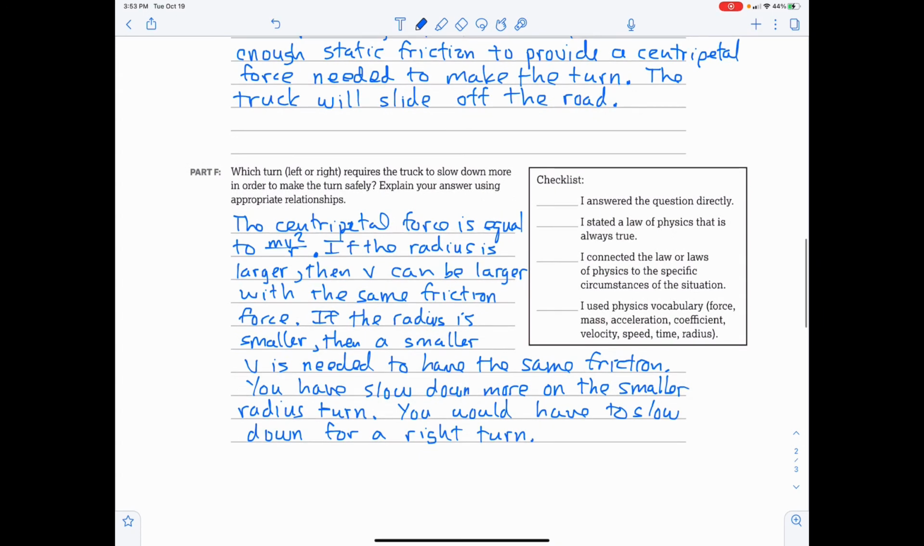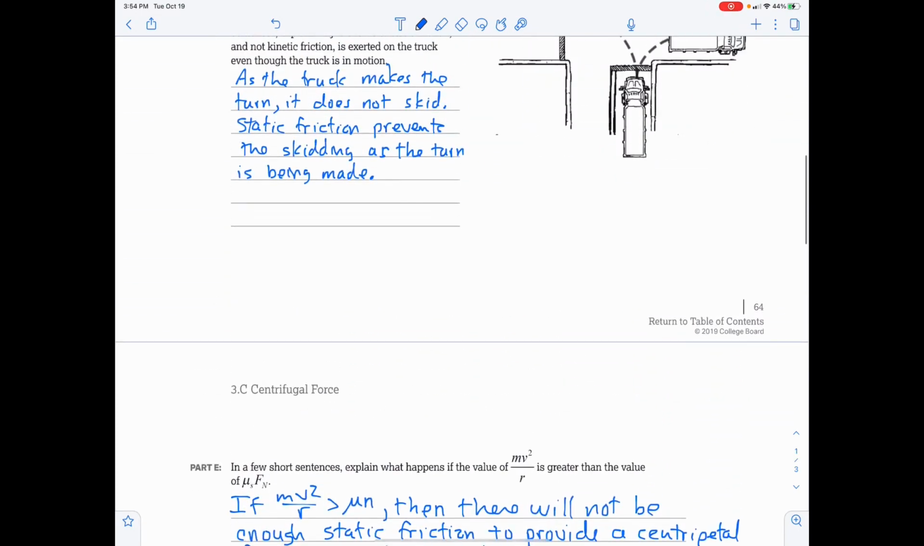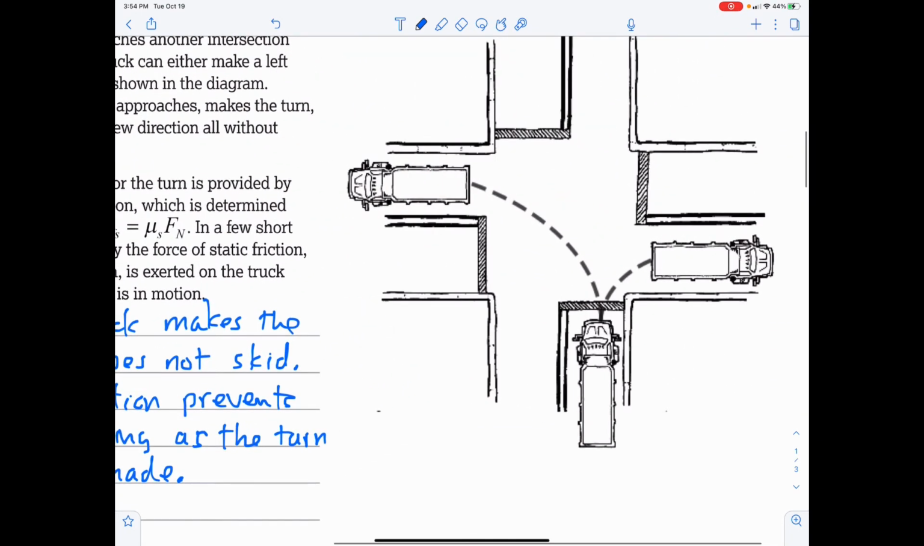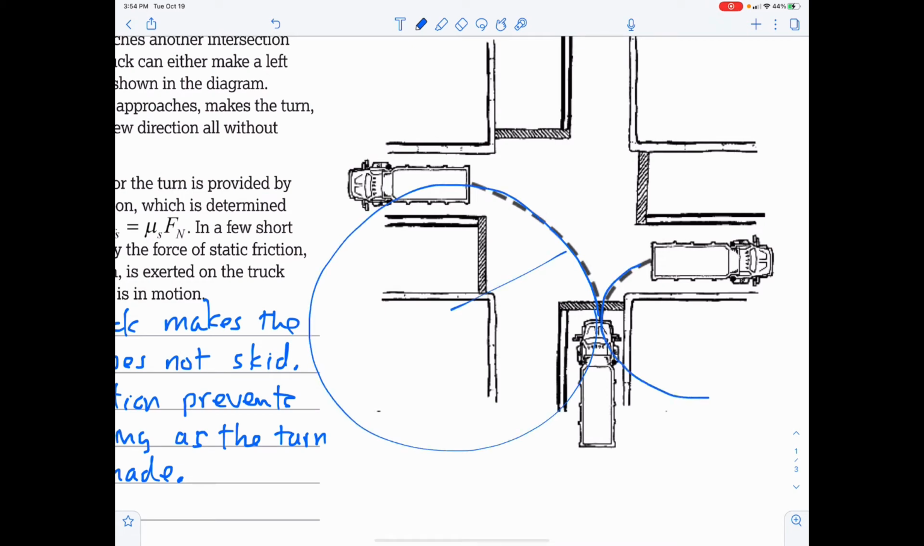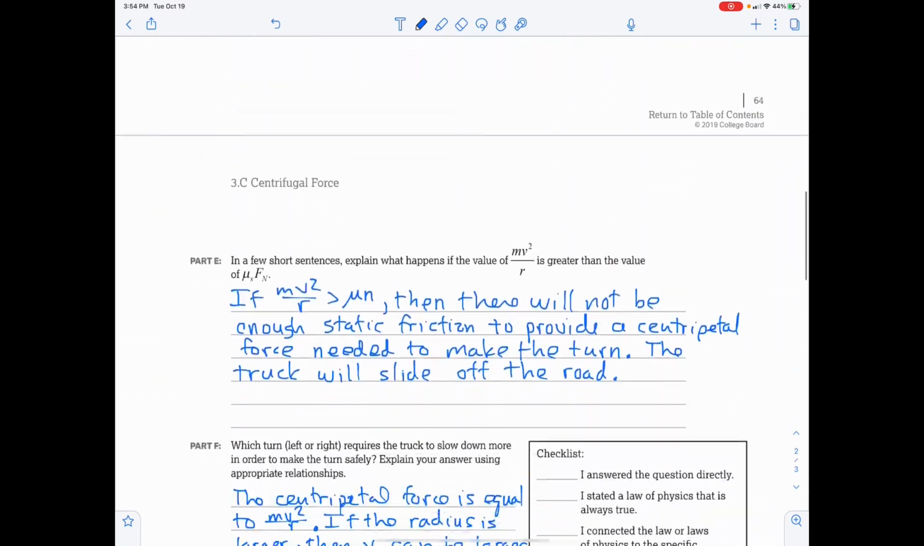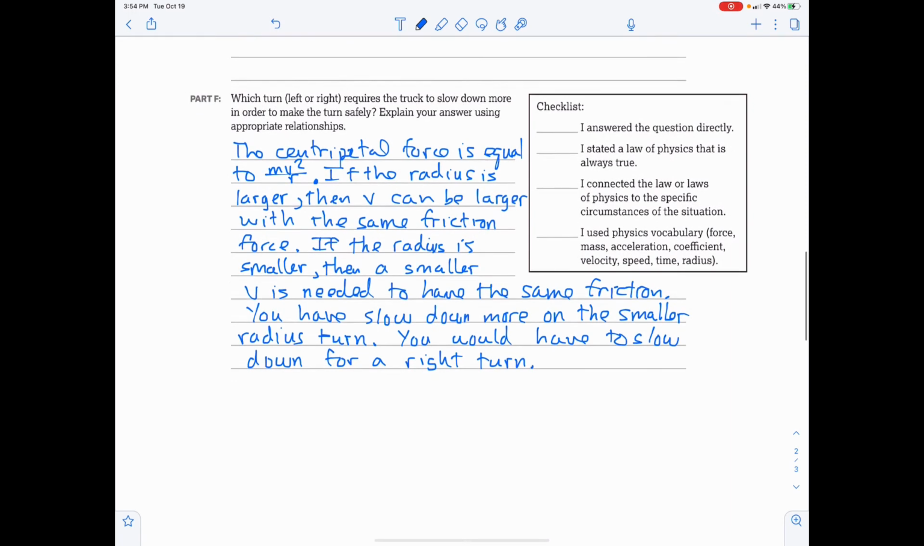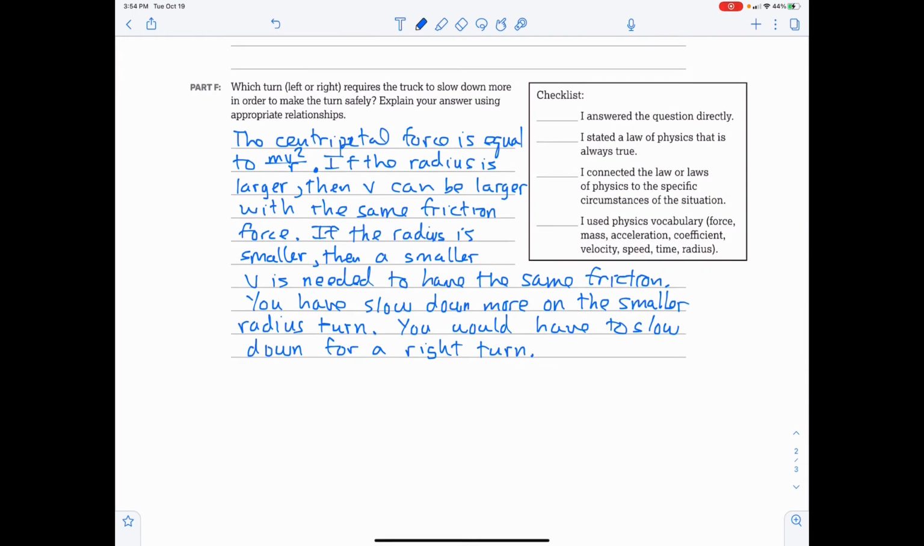Which turn would the truck allow to slow down more in order to make the turn safer? Well, if you look back at the picture, the left turn is a much wider radius. The right turn is a much smaller radius. If the centripetal force is equal to mv squared over r, okay, so let's take a look at that. The centripetal force is friction in this case, static friction.